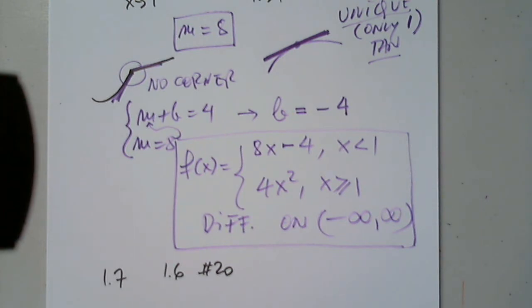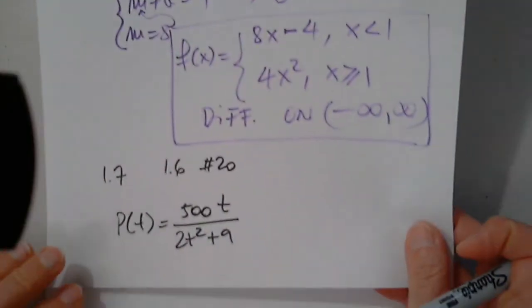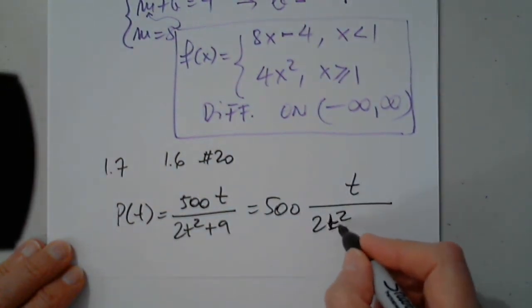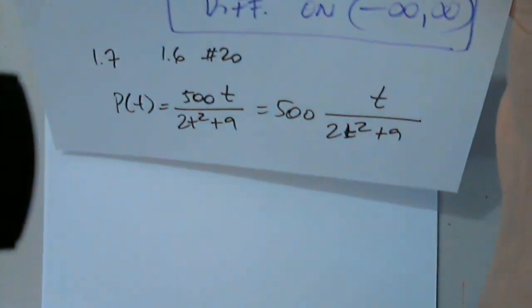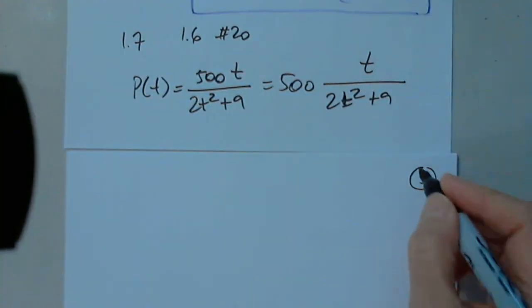So find the growth rate. In part A, we're just asked to find the derivative. P of t equals 500t divided by 2t squared plus 9. We had a similar problem last time. We wrote it like 500t divided by 2t squared plus 9, and we just differentiated. So always start by reviewing what we did in class. It will save you a lot of time. Maybe you did. Maybe you just need help on this.